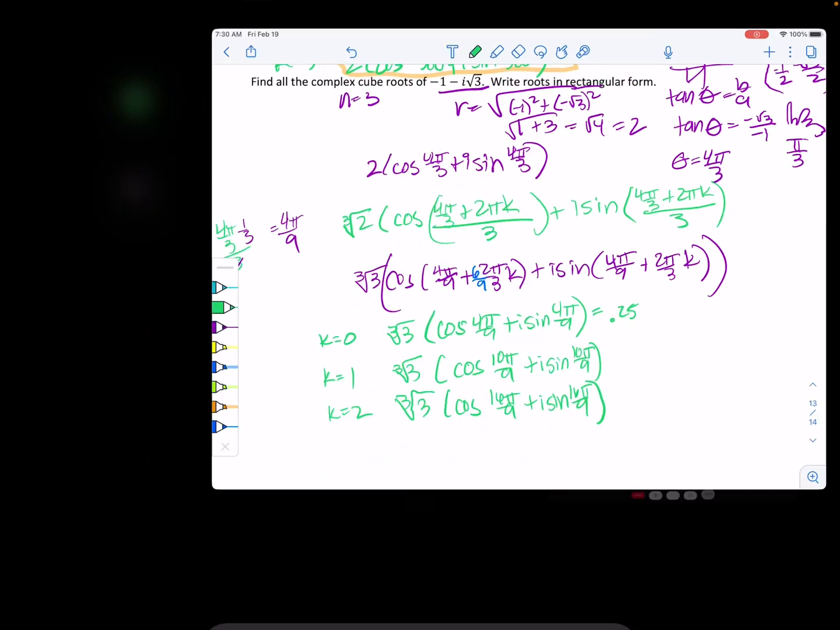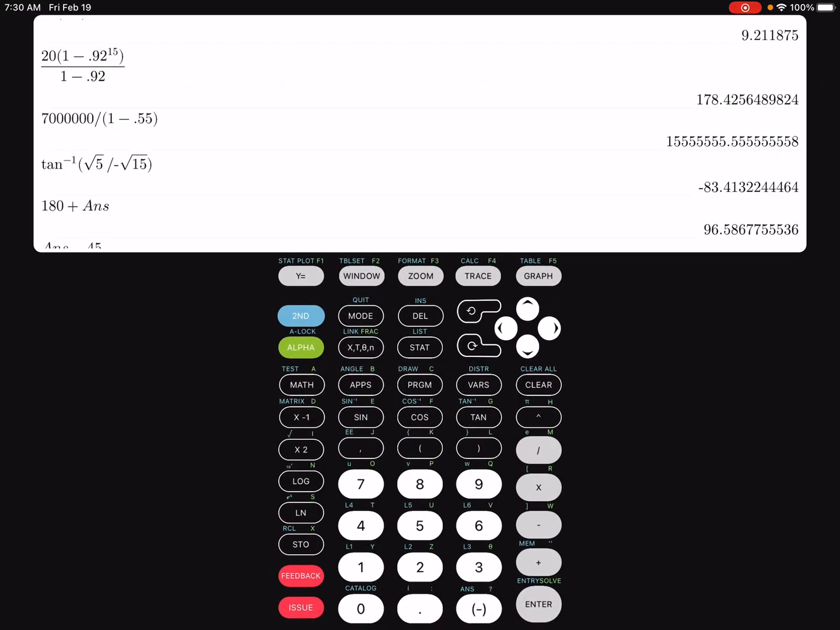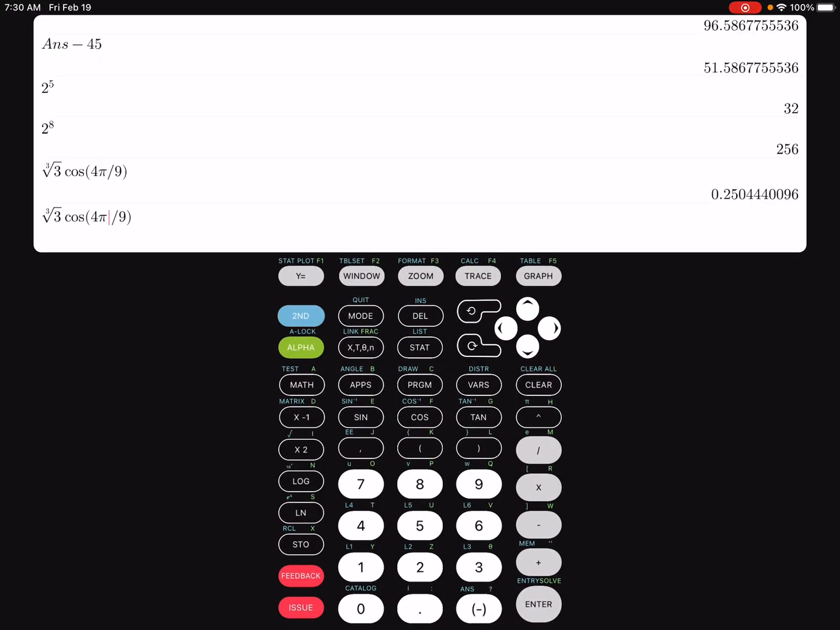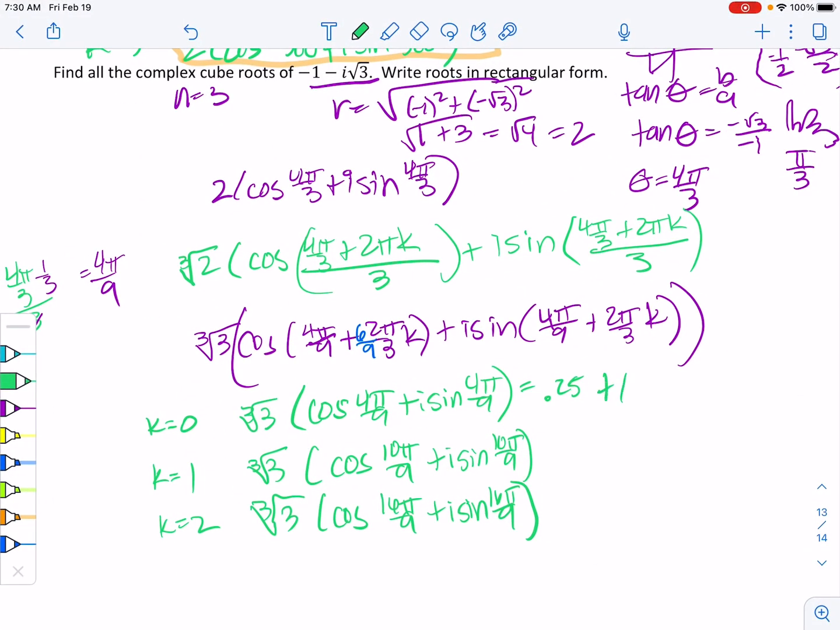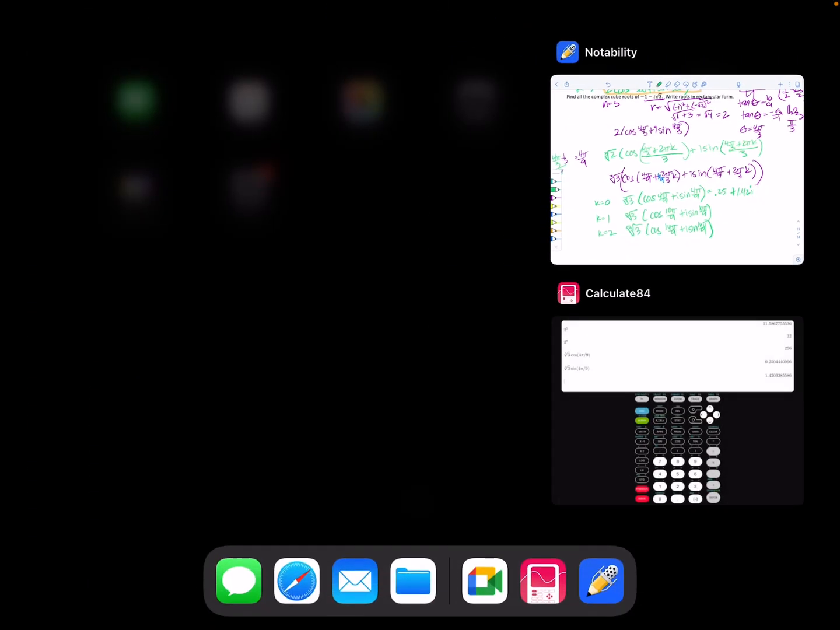So 4 pi divided by 9. So this gives us 0.25. And then I need to do the same thing, but the sine. So I'm going to do second enter, and then I'm just going to change my cosine to a sine. Okay, that works. So we get 1.42. So plus 1.42i.